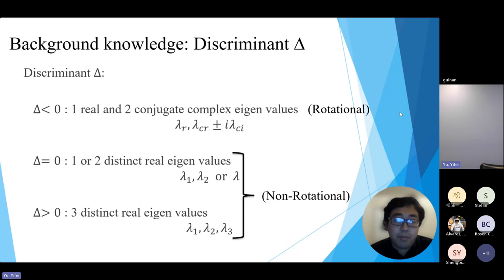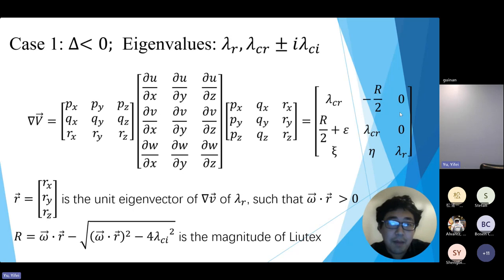Now let's look at the first case, when delta is less than zero. The layout of the principal matrix looks like this. To make partial u over partial z and partial v over partial z zero under the principal coordinate system, we require r equals (rx, ry, rz) to be a unit eigenvector of nabla v with respect to the real eigenvalue lambda r. And we also require that omega dot r is positive. Here, capital R equals omega dot r minus the square root of (omega dot r) squared minus 4 lambda ci squared, is the magnitude of Liutex. This formula has been proven in many previous papers, but now let's look at how we derive it.